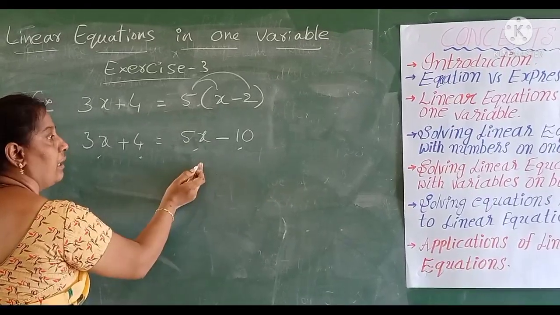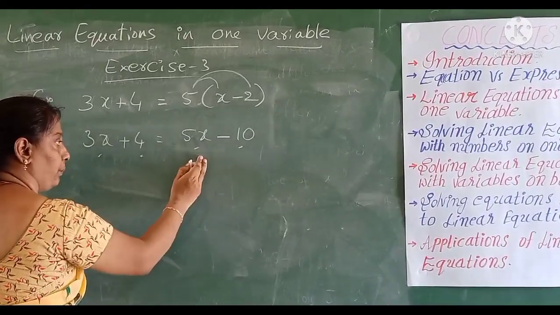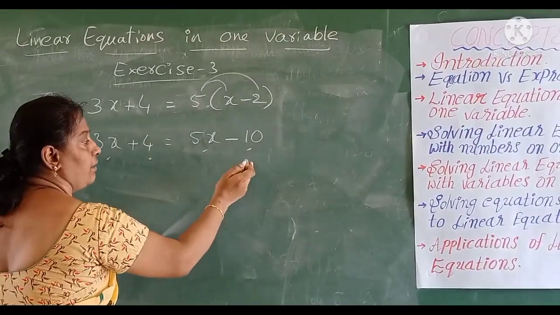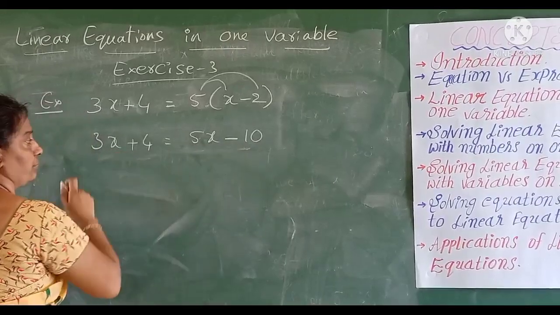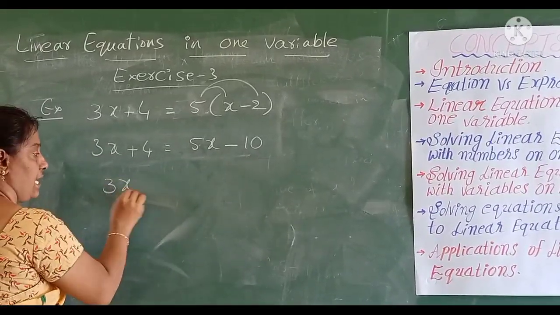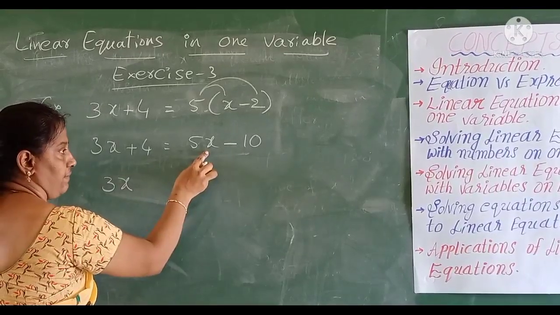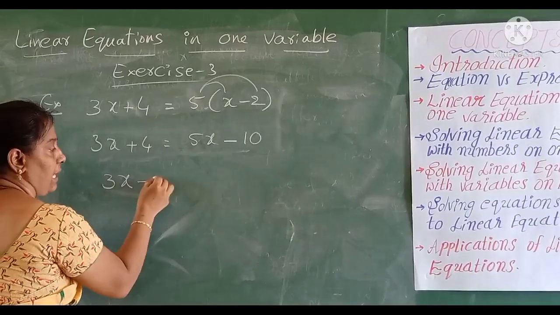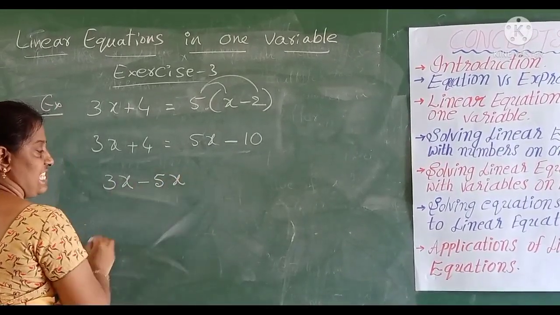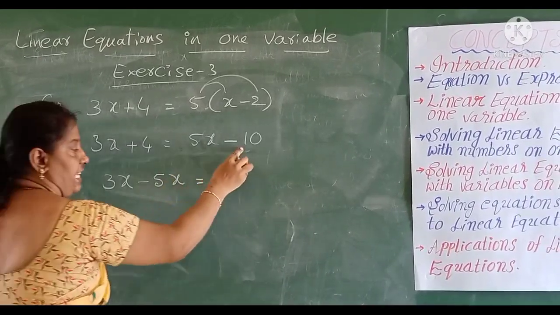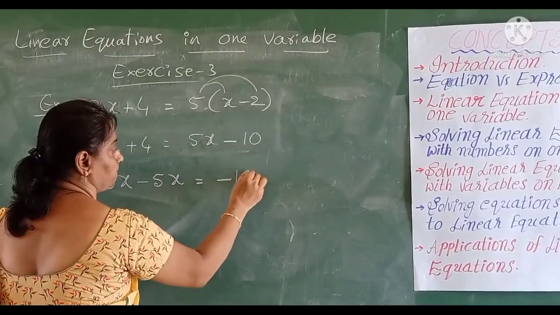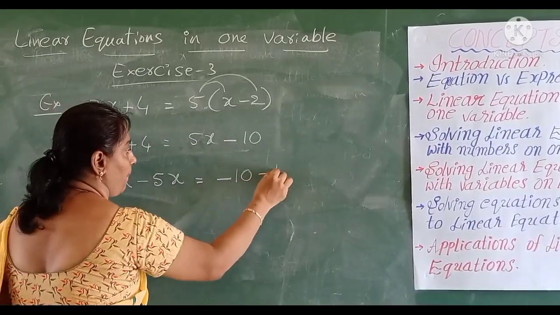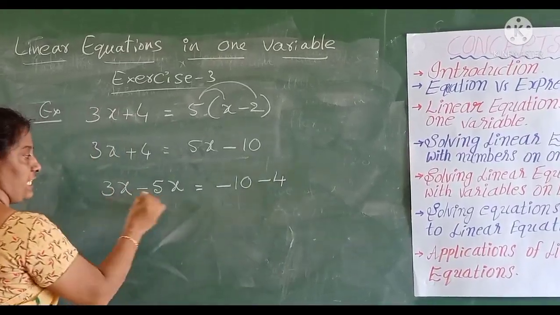To solve the equation, we have to keep the variables on the left hand side and the constants on the right hand side. So the variables are 3x on the left hand side and 5x on the right hand side. This is positive; moving to the left side, it will become negative 5x. 3x minus 5x is equal to, right hand side, minus 10. Moving the plus 4 to the right hand side, it will become negative 4.